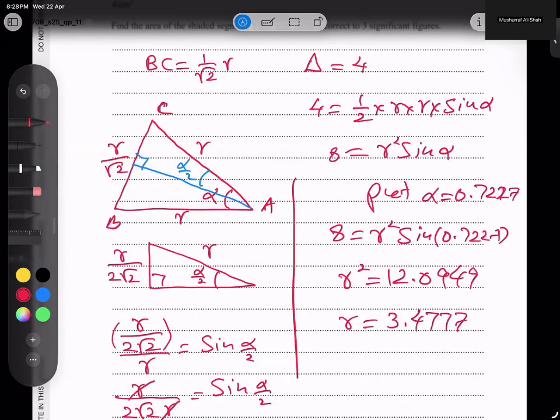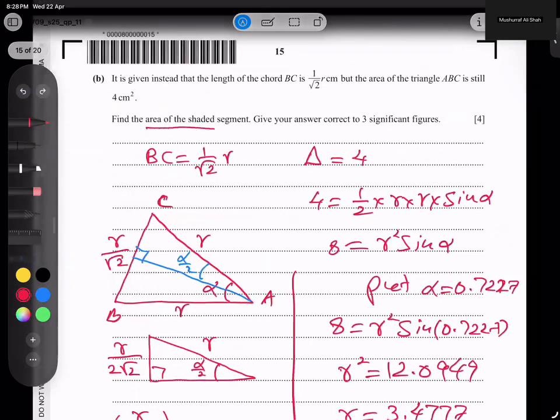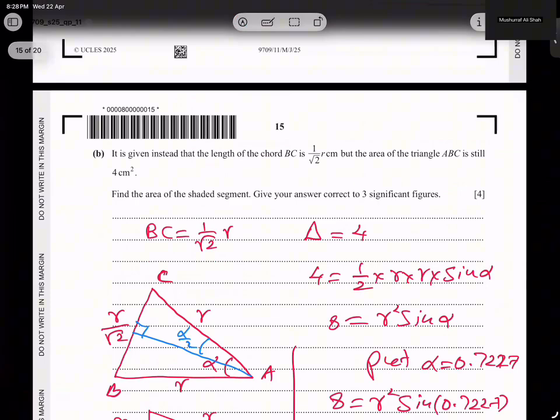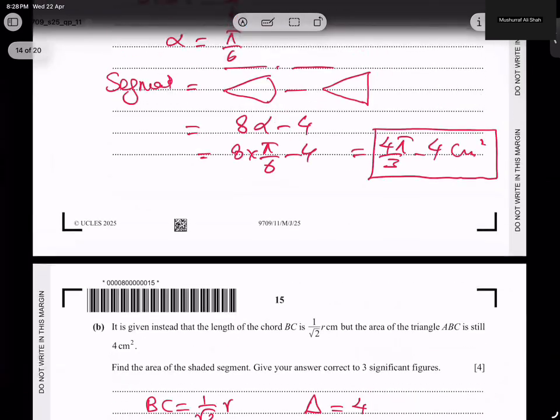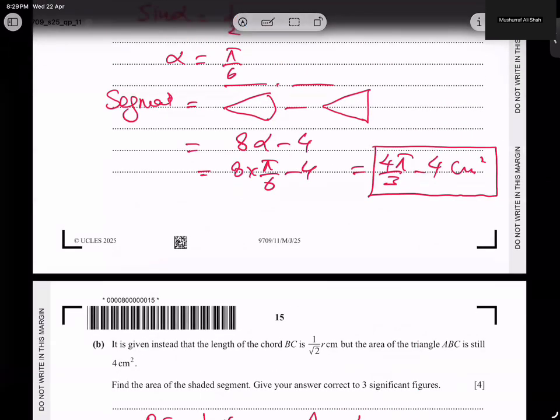And what is my ultimate task? Concentrate: the shaded segment area. That is a very clear idea we have done even before. We have to apply sector area minus triangle area. The triangle area is 4, and the sector area I'm looking for. So let's start.